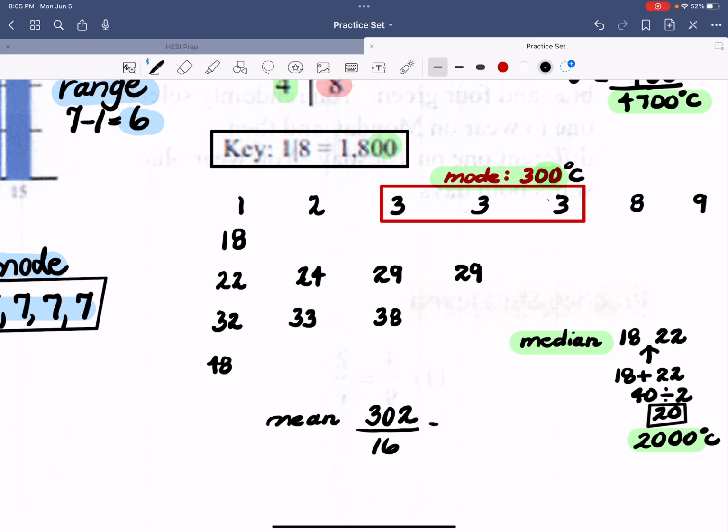I would probably do that again just to be sure. I will off camera, but I end up with 18.875. So I'm going to go ahead and round that to 19 so that I can put those 2 zeros back on there. So it is about 1900 degrees centigrade or Celsius.